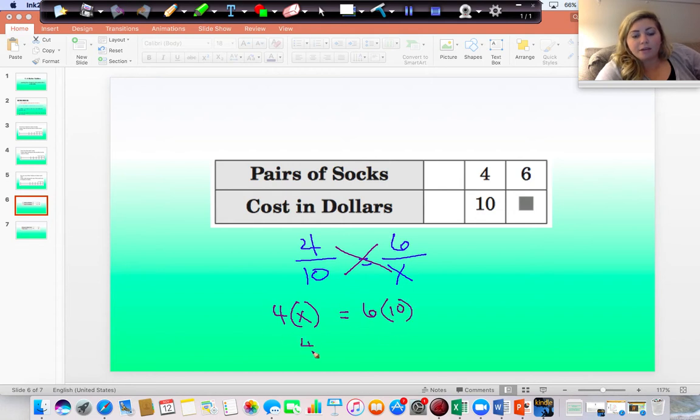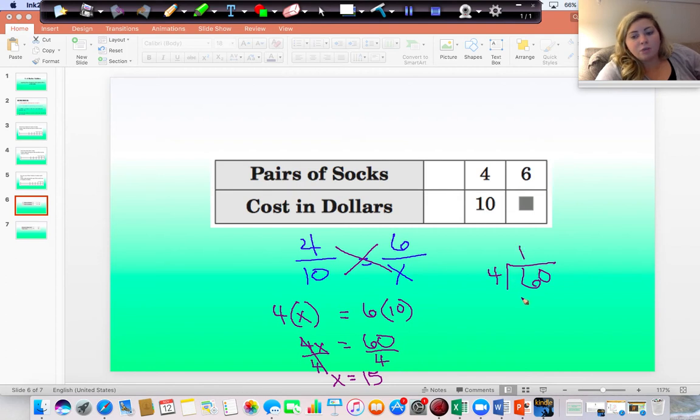4 times X is 4X, and 6 times 10 is 60. And to solve for X, I'm going to divide both sides by 4. 4 divided by 4 is 1, and 1 times X is X. And 60 divided by 4 gives me 15. If you didn't know that 60 divided by 4 gives you 15, you can divide it off to the side.